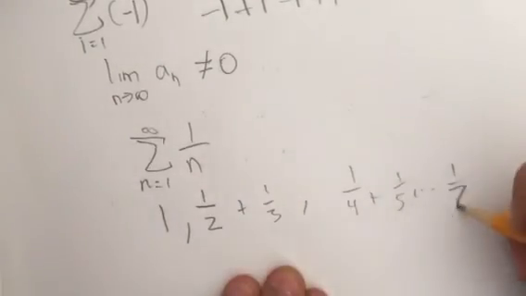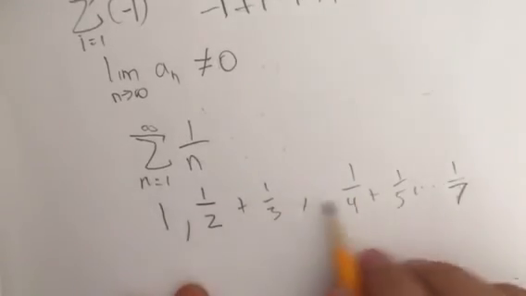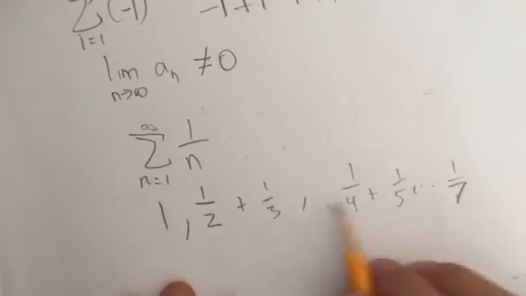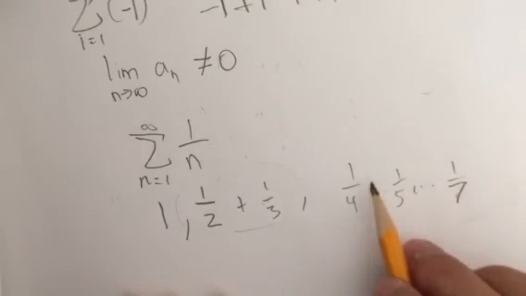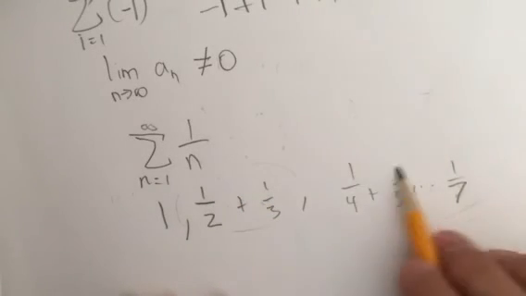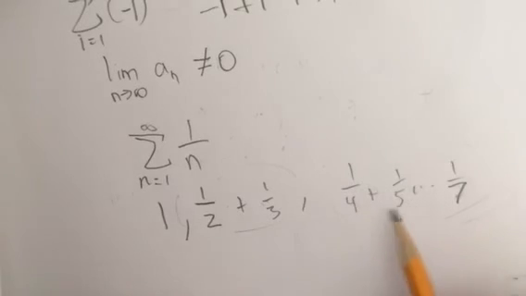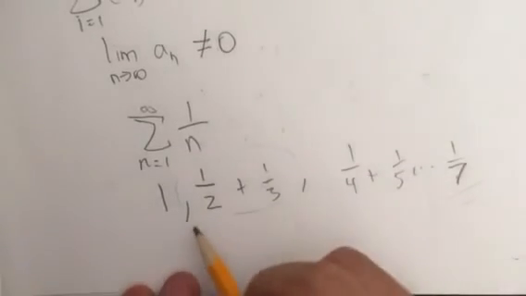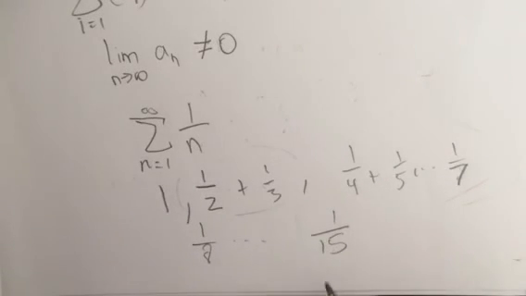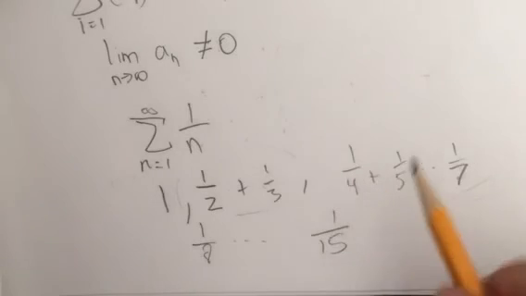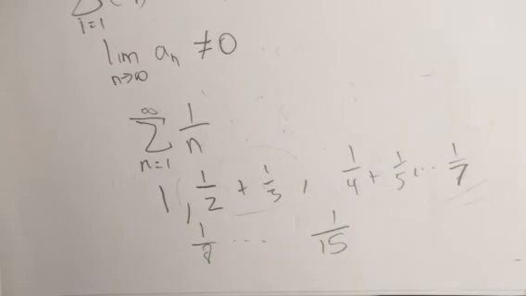And look, each of these is going to be bigger than 1/2. This is obviously bigger than 1/2. This is 4 things that are all bigger than 1/8, so those are all bigger than 1/2. Then 1/8 all the way to 1 over 15: those are all 8 things that are bigger than 1 over 16. So their sum is going to be bigger than 1/2. And this goes on to infinity. And since you're adding up an infinite amount of 1/2s, you're going to reach infinity.